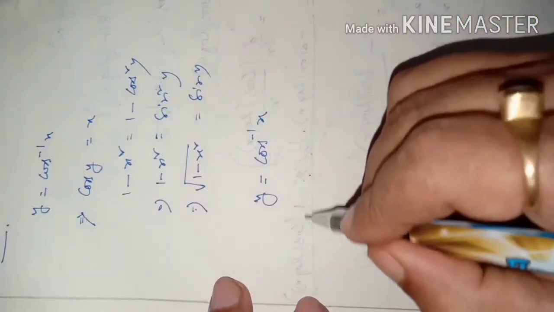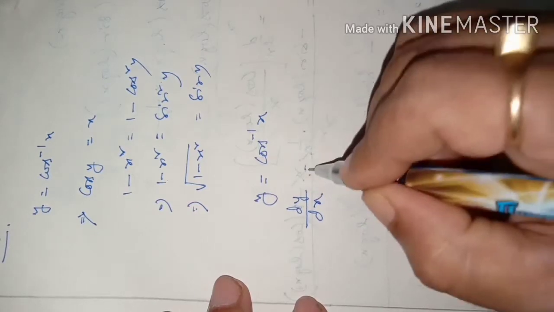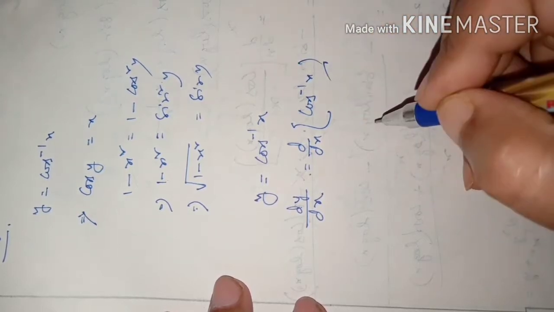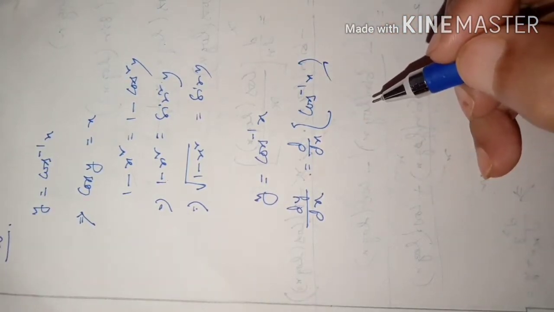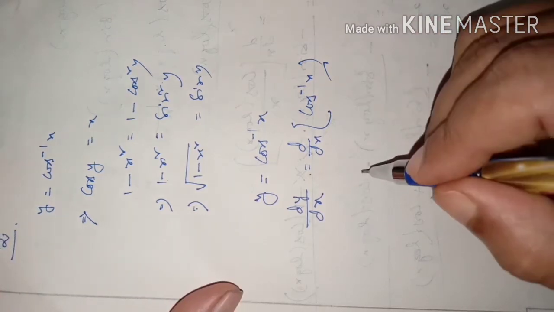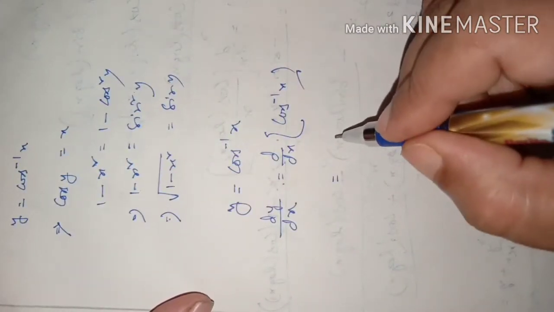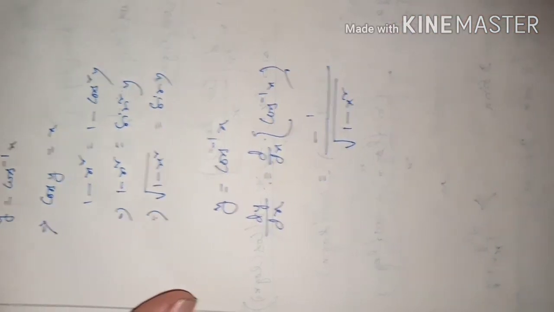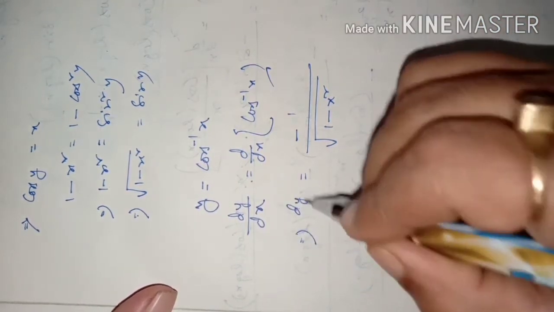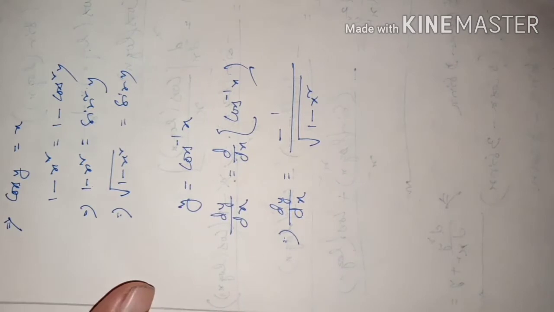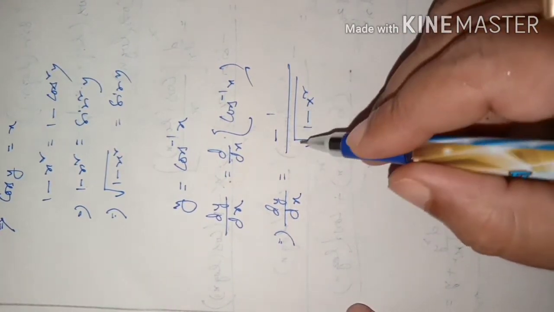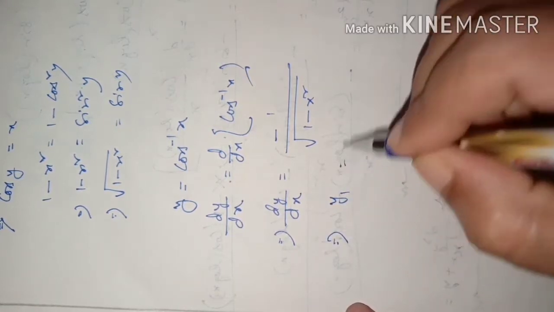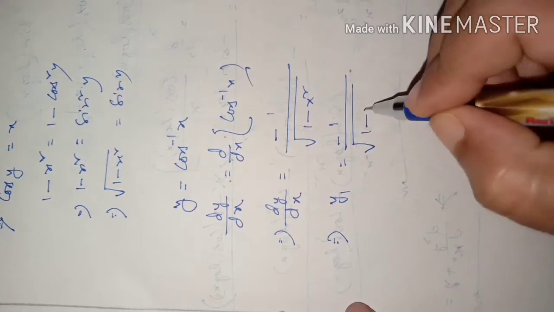So if we find dy by dx here, that is d/dx of cos inverse x we are finding. d/dx of cos inverse x is minus 1 by under root 1 minus x square. So dy by dx, that is y1, is equal to minus 1 by under root 1 minus x square.